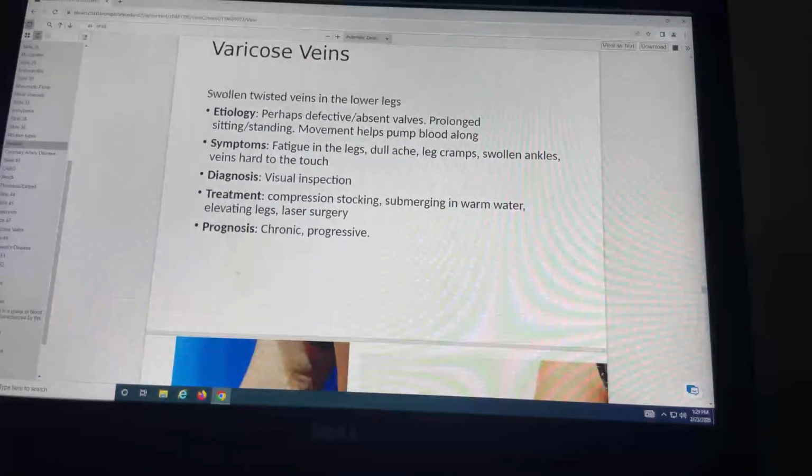Basically what's happening here is that the veins are swollen and twisted in the lower legs. This happens just because as we get older, things start falling apart, okay? Like a car parts. People are like, why does this happen? It's like age. People are more at risk for this if they do prolonged sitting or standing.